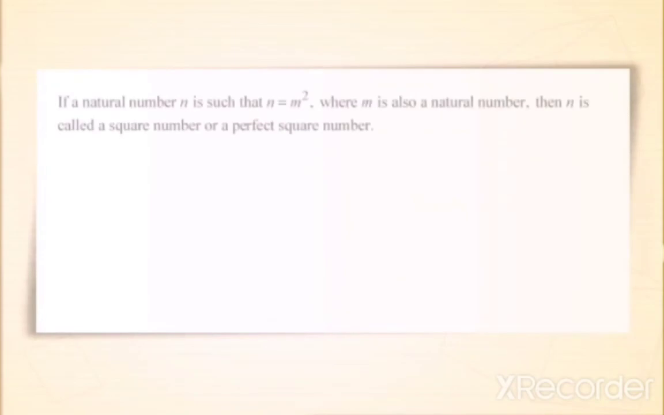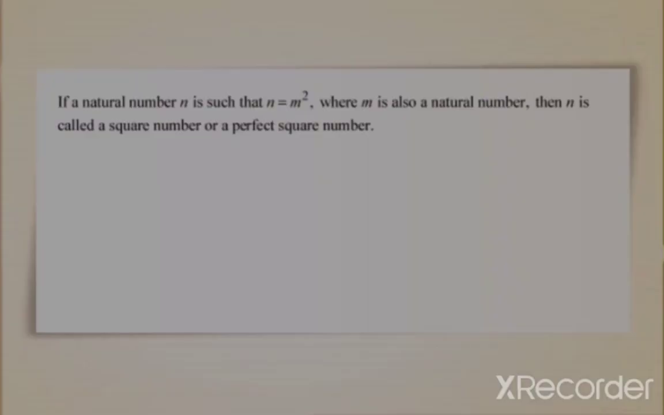Here's a quick summary of all that the topic covered. If a natural number n is such that n is equal to m square, where m is also a natural number, then n is called a square number or a perfect square.